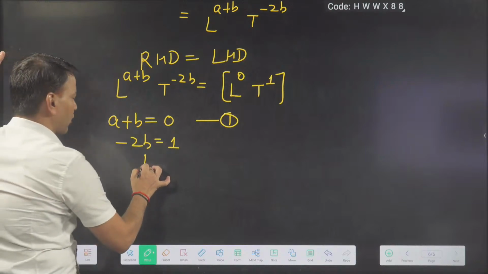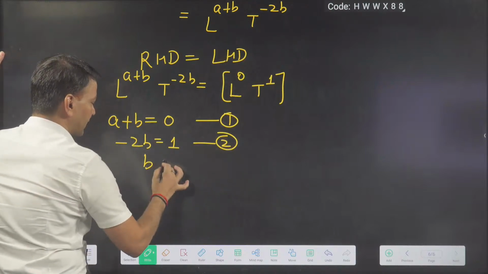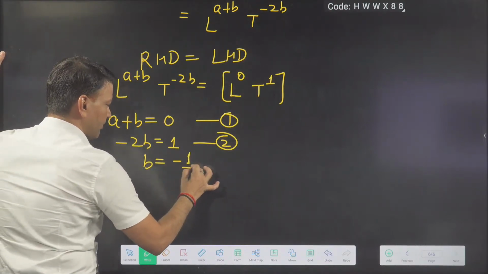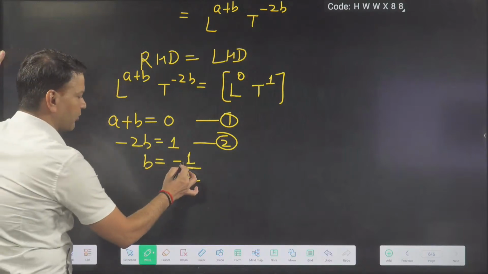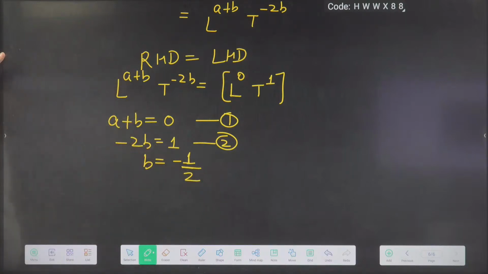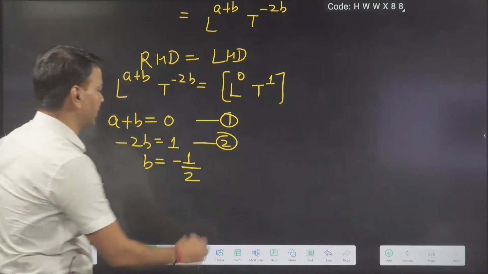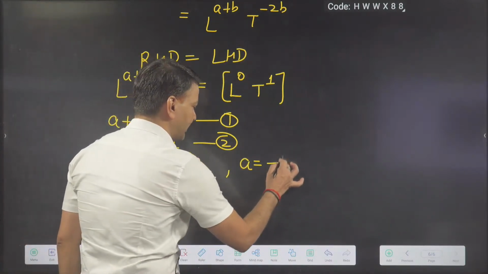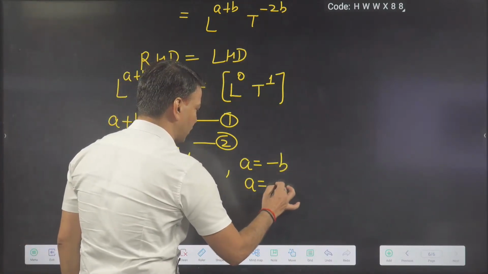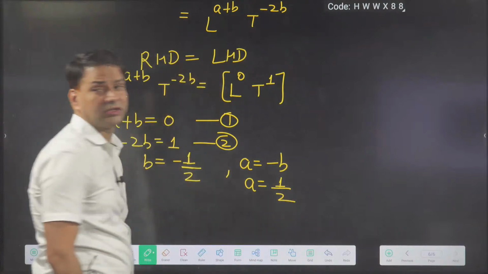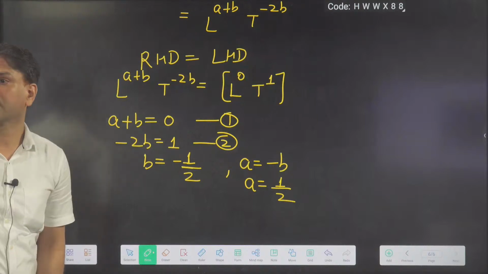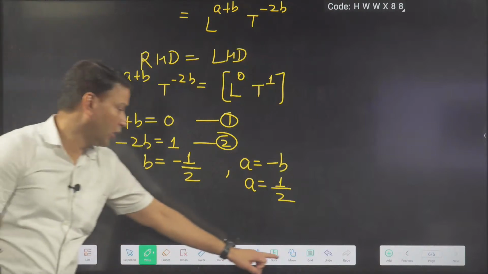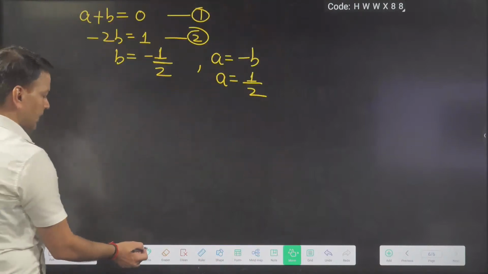Then what is the B I got? B I got is minus 1 by 2. Now if I put the B value in the first equation, what is the A I will get? A is equal to minus B. It means the A value I got is 1 by 2. So I got the values of A and B. A is equal to 1 by 2. B is equal to minus 1 by 2. Everybody got?